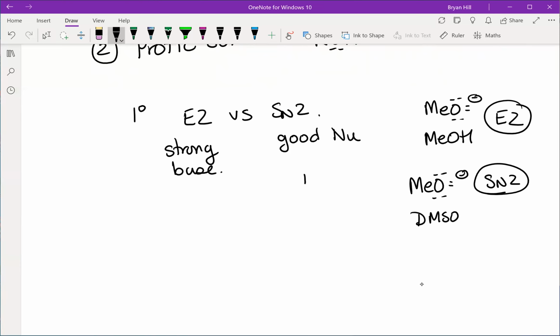So for example, if you had I-, iodide, this is only going to do an SN2 reaction. If you had something like tert-butoxide, sorry, this is only going to do an elimination reaction because it only behaves as a base.